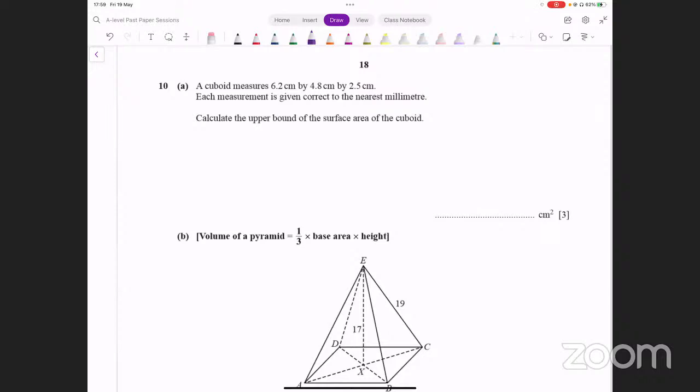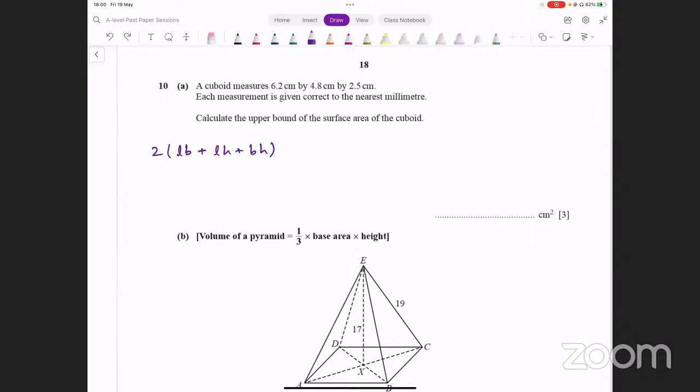So आपको अगर surface area का formula याद है, you can do it like this: 2 into length into width, length into breadth plus length into height plus width into height, right? एक face और उसका opposite, तो वो 2 से multiply करना पड़ता है. फिर एक और face उसका opposite और एक और face उसका opposite. 6 faces in total. उन सब के basically areas को add करना होता है. We need the upper bound of the surface area.